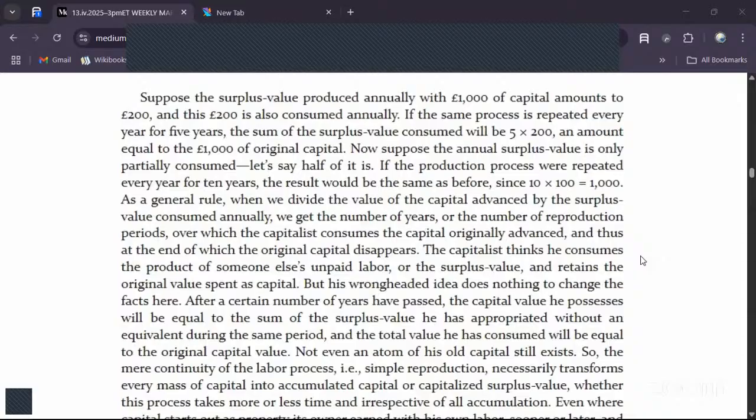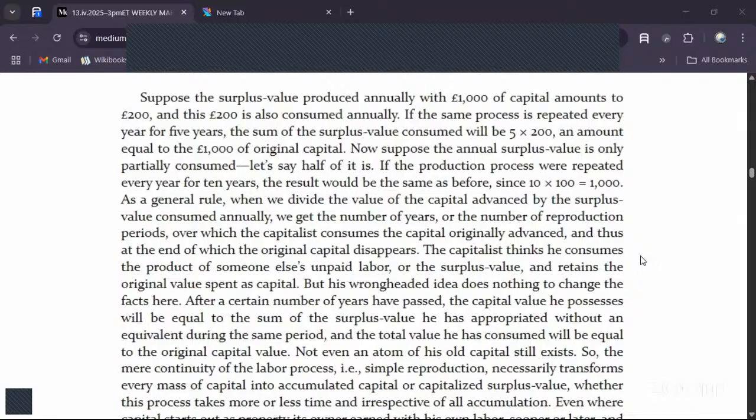Now, suppose the annual surplus value is only partially consumed. Let's say half of it is. If the production process were repeated every year for 10 years, the result would be the same as before, since 10 times 100 equals 1,000. As a general rule, when we divide the value of the capital advanced by the surplus value consumed annually, we get the number of years, or the number of reproduction periods, over which the capitalist consumes the capital originally advanced, and thus, at the end of which, the original capital disappears.